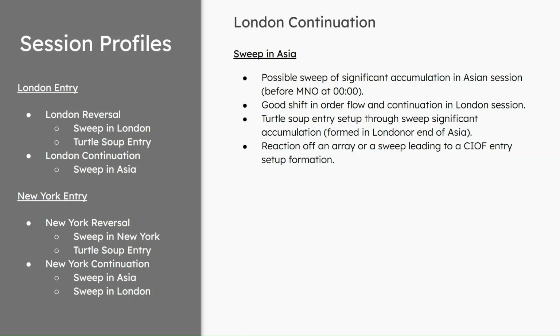A turtle soup entry setup through sweep of significant accumulation formed in either London or the end of Asia is what we anticipate. Reaction of an array or a sweep leading to a CIOF entry setup formation.